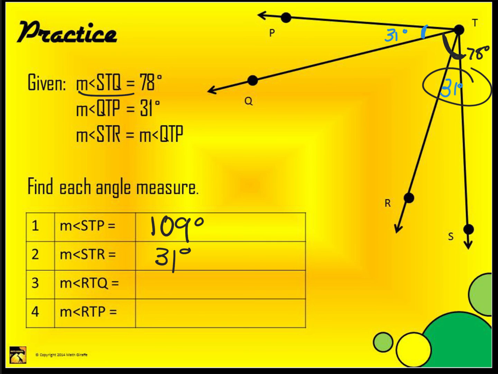Next, we have to find RTQ, so this angle in the middle here, so R to T to Q. So we know that these two are 78, and this piece is 31, so we can subtract 31 from 78 to find this inside piece. So that will give us 47. Right, and then our TP, so we're going to add our 31 and 47, which we know from just subtracting is 78.